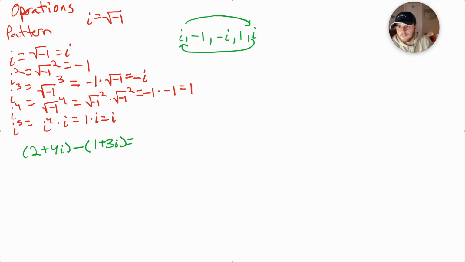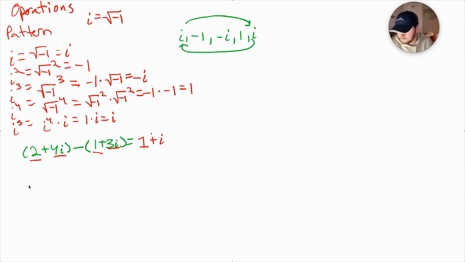So let's see what we have here. So we have 2 as a real number, 1 as a real number, 2 minus 1, that's 1. And then we have 4i as an imaginary number, and 3i as an imaginary number. 4i minus 3i is just i. So our total answer is 1 plus i. That would be a complex number, which we talked about earlier.